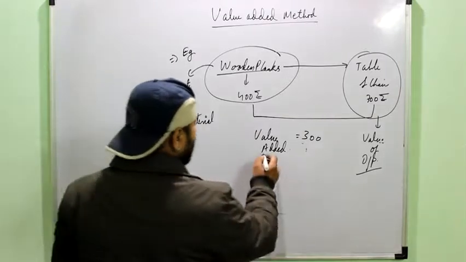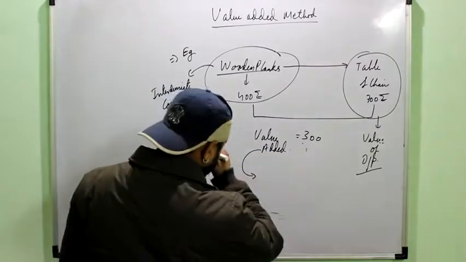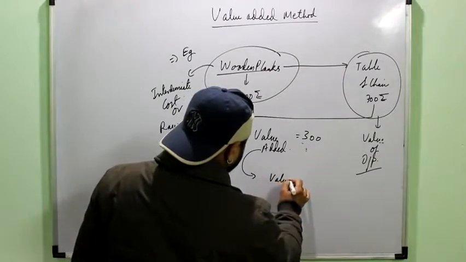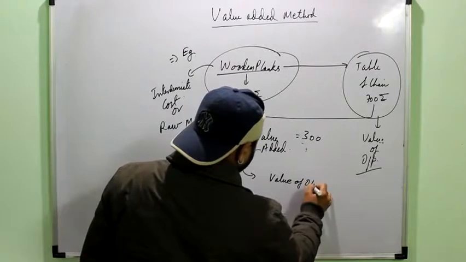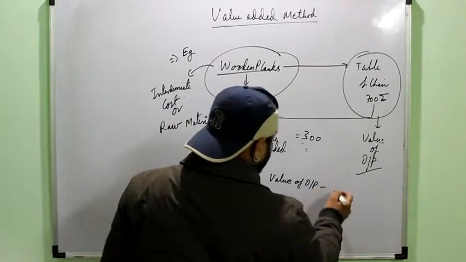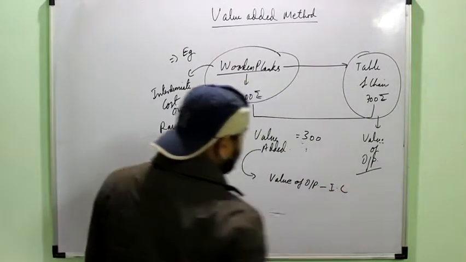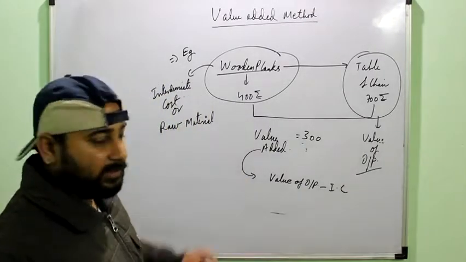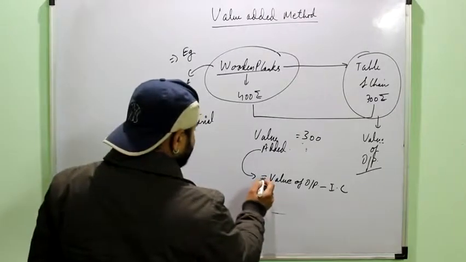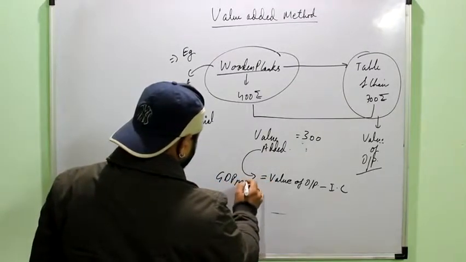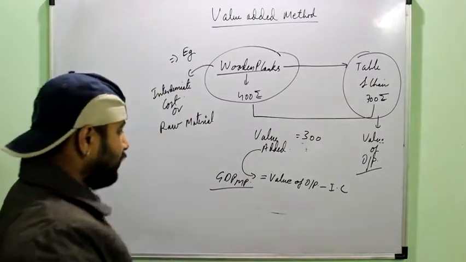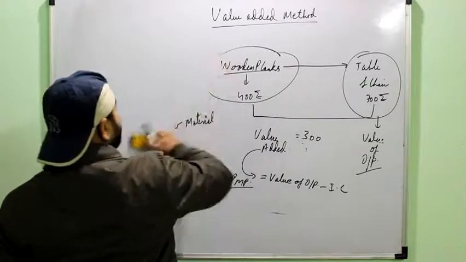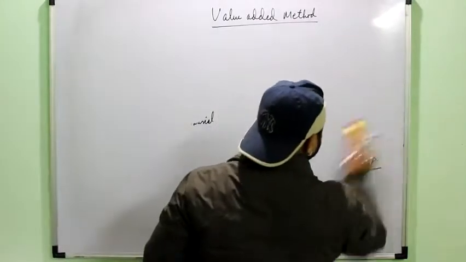So simply we can understand that value added of a commodity can be calculated by subtracting the intermediate cost or intermediate consumption from the value of output, and this is the formula for this particular method, and it is equal to the GDP MP. Means it is the gross value added at market price. Now we will do these formulas in detail and how to use them.